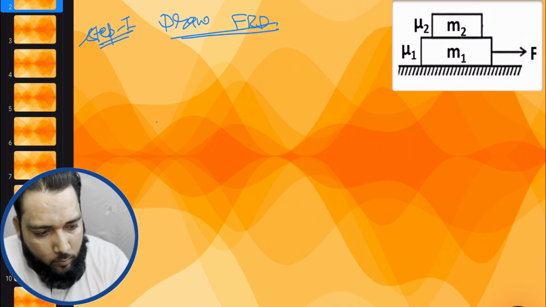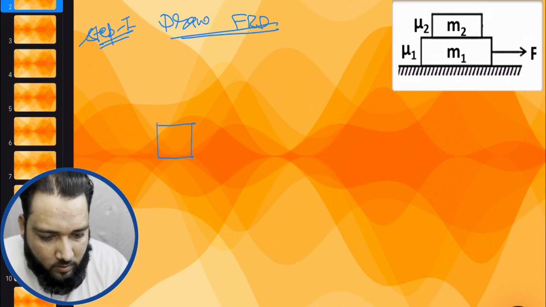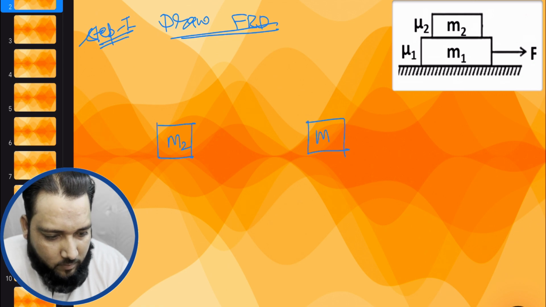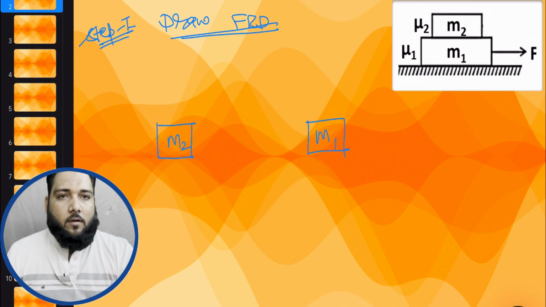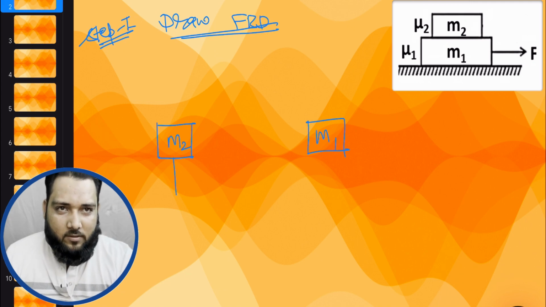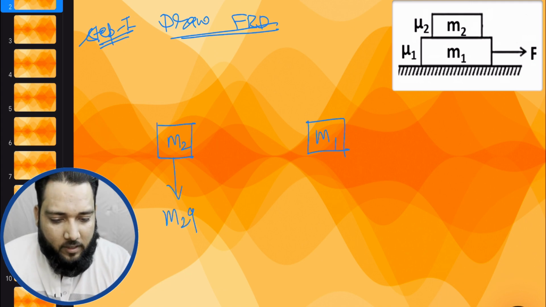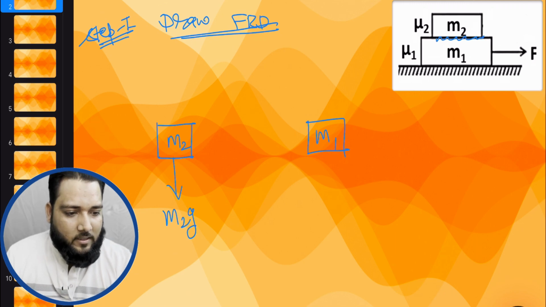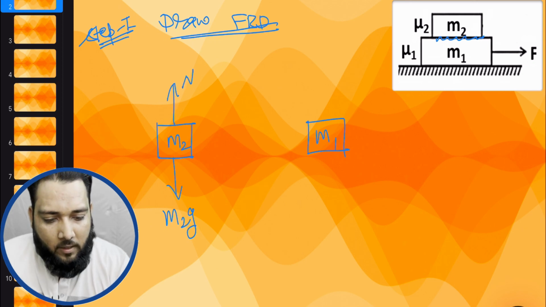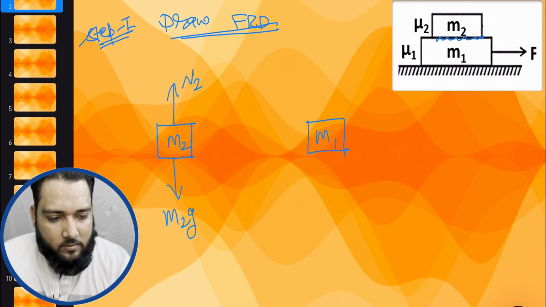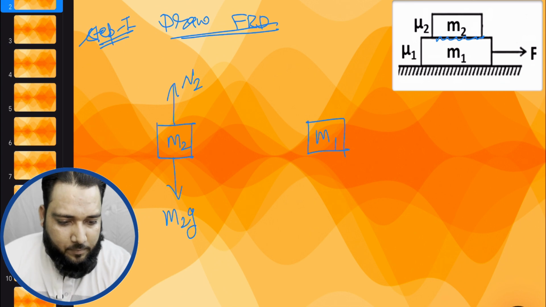So now we are taking the M2 and M1 blocks. This is the M2 block and this is the M1 block. We can see the first force, which is very easy, that is gravity, M2g. Now M2 and M1 are in contact with each other, so here there will be a normal reaction. I am taking this as N2.